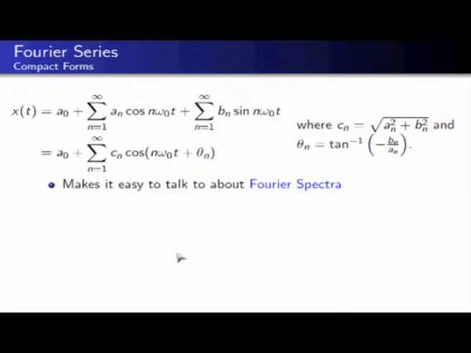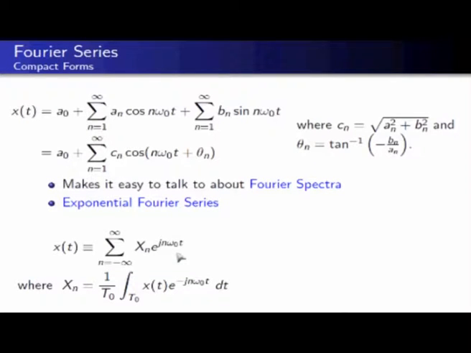Because I now have just one term for each frequency, C1 if the frequency is omega naught, C2 if the frequency is 2 omega naught and so on, I can now talk in terms of the Fourier spectra. I will come back to that point later. So a Fourier spectra can be defined.